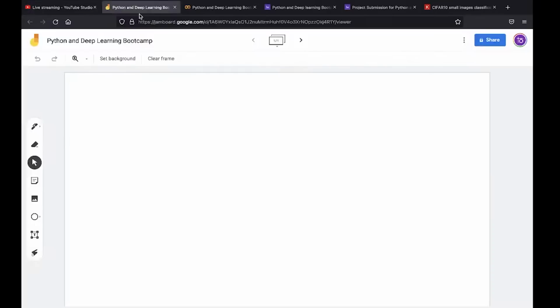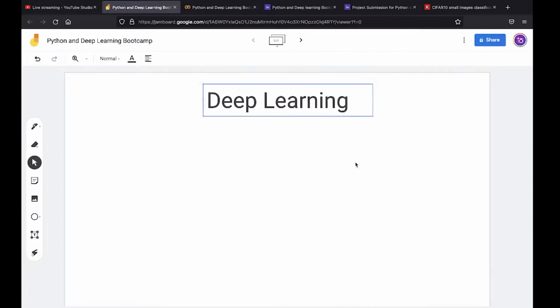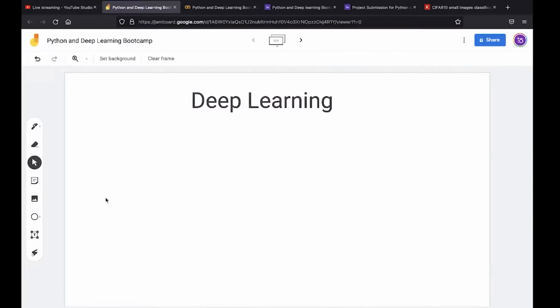Now, whenever we start with the journey of AI, in AI we have machine learning as well, and then we have deep learning as well. Now the question comes up: why do you need deep learning when you already have machine learning? Deep learning is a more advanced concept of machine learning, which has been discovered after machine learning.